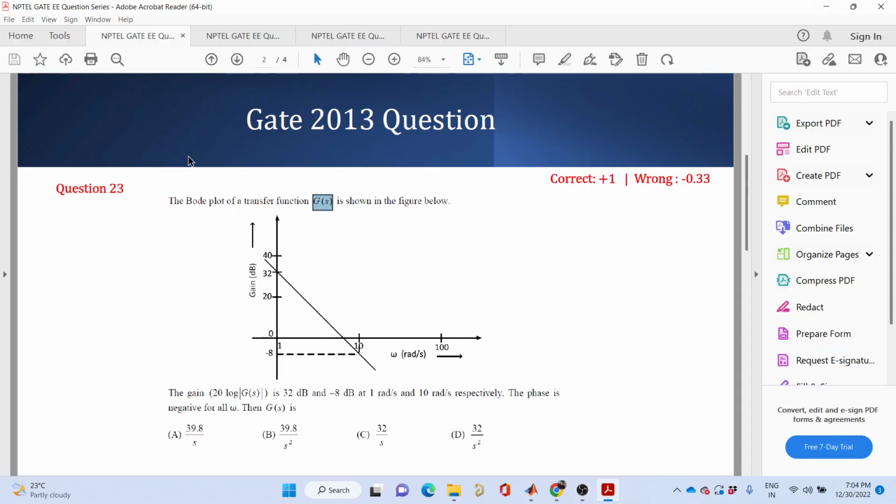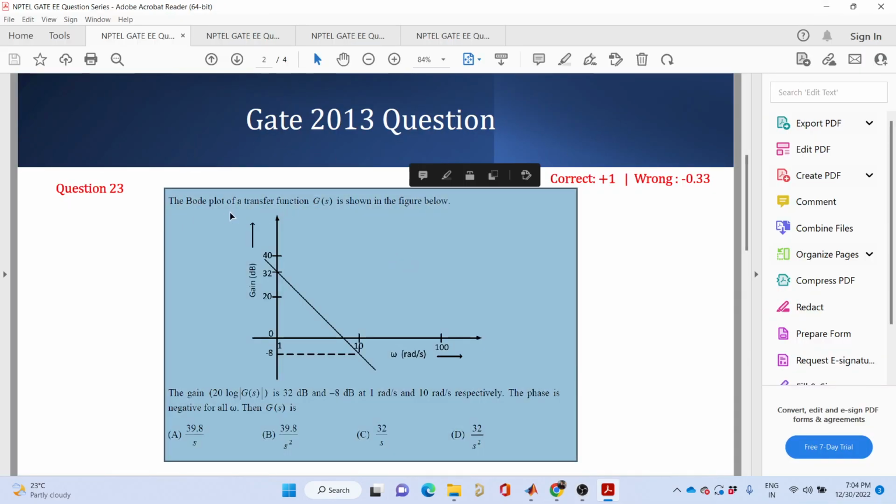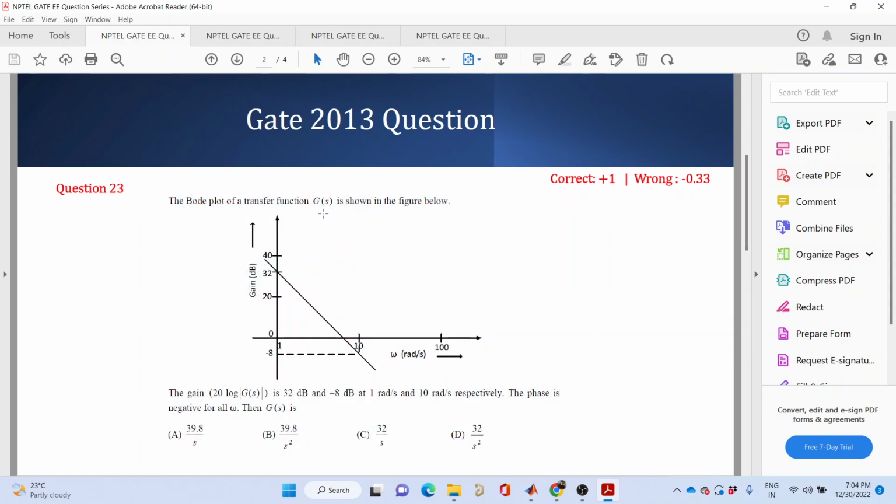So this is the Bode plot of a transfer function G(s), and it has been told that the Bode magnitude plot has a value of 32 when omega is 1 radian per second, and a value of minus 8 when omega is 10 radian per second. That is what has been written in the statement here, and it has been told that the phase is negative for all values of the frequencies, and you are asked to find the transfer function G(s). So the options are given to you.